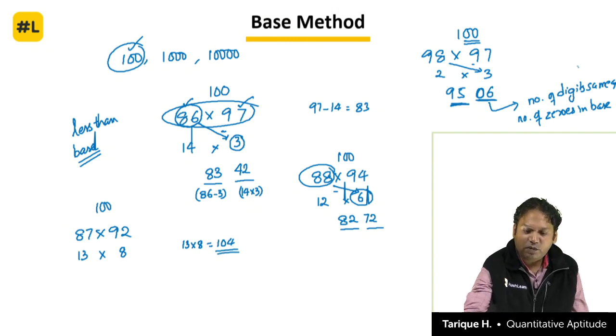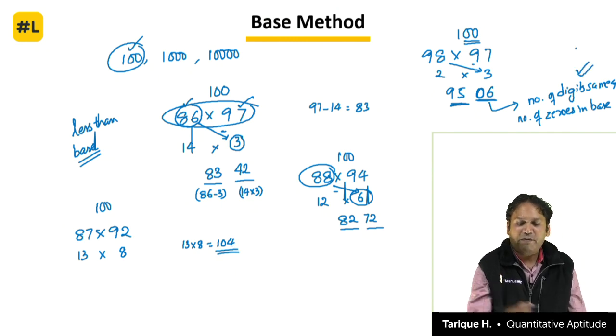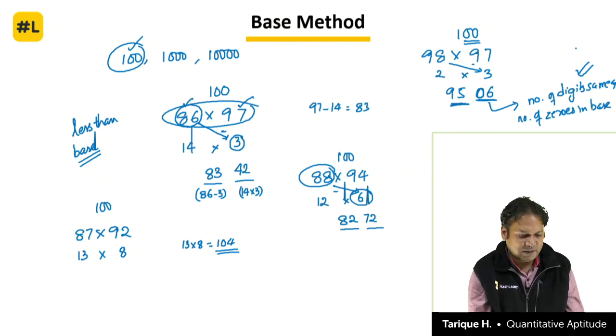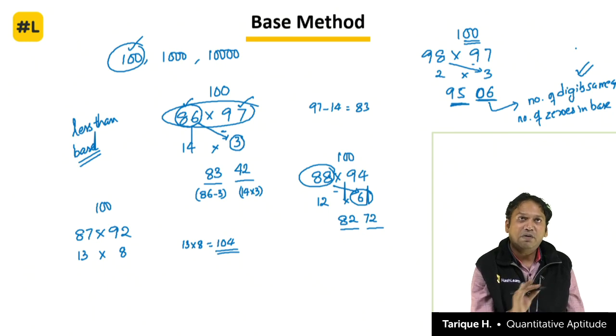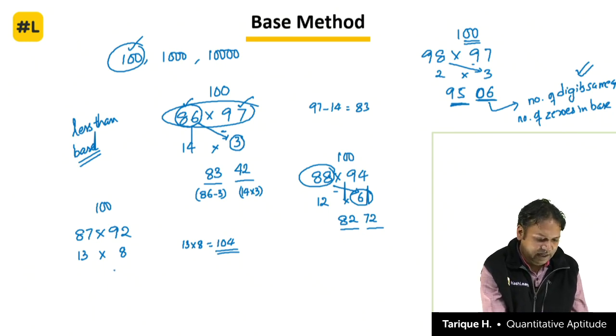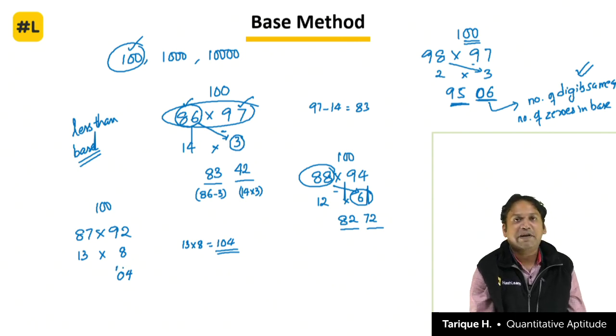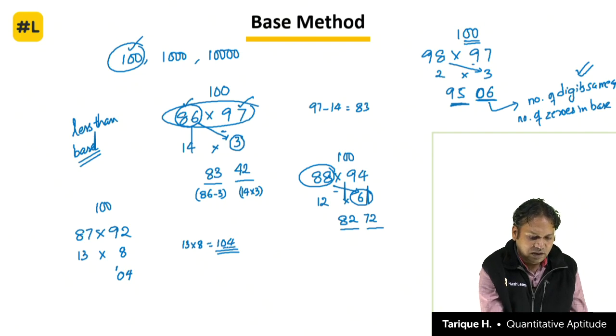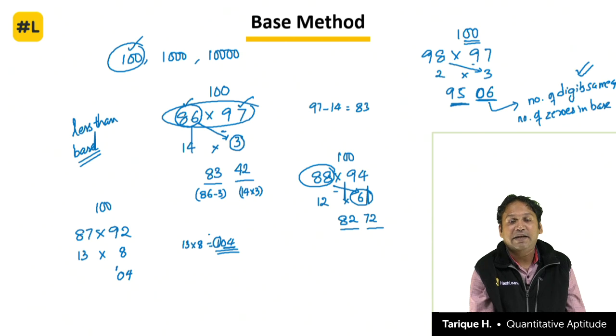But just now I have told you, very important, the number of digits we get after the product should be equal to the number of zeros in the base. So, 13 into 8 is 104. We will write here 04 and take 1 as carry. Very important. Please observe here. 13 into 8 is 104, but we are not writing 104, we are just writing the last 2 digits 04, and this 1 goes as a carry.